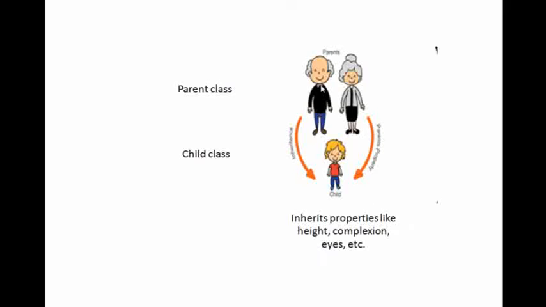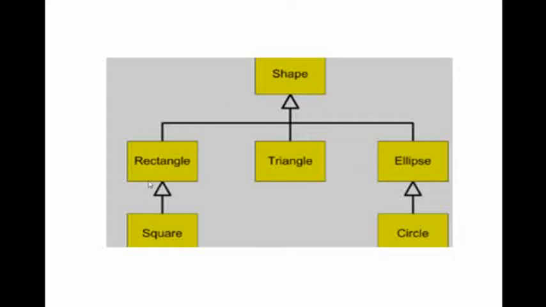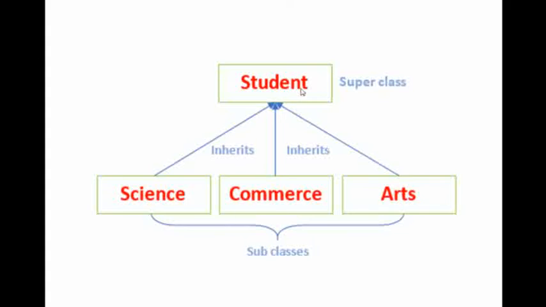This is another example. These are the parents and this is the child. The child inherits certain properties like height, complexion, eyes, etc. from the parent class. This is another example of inheritance. This is the shape class. Under it come rectangle, triangle, ellipse, and under ellipse you may have circle, sphere, and so on, right? This is another example of inheritance.